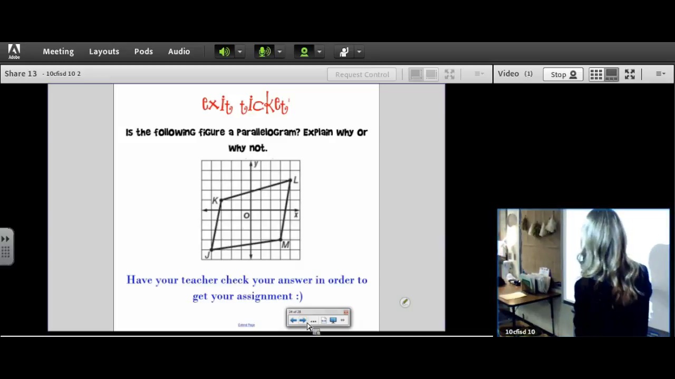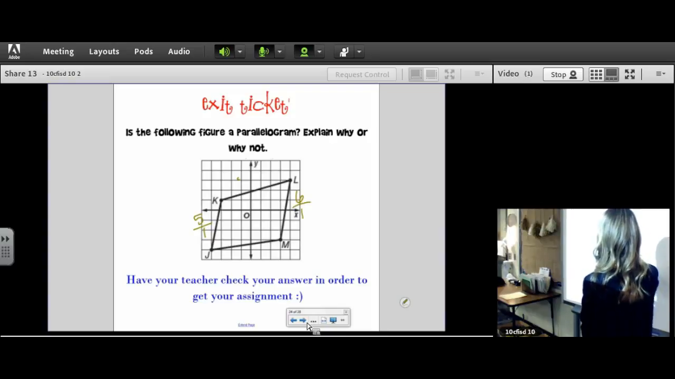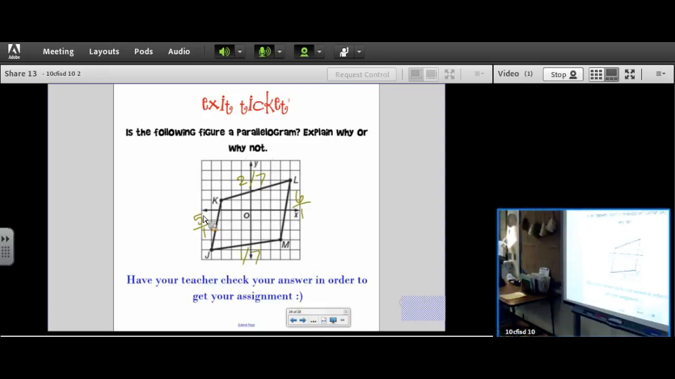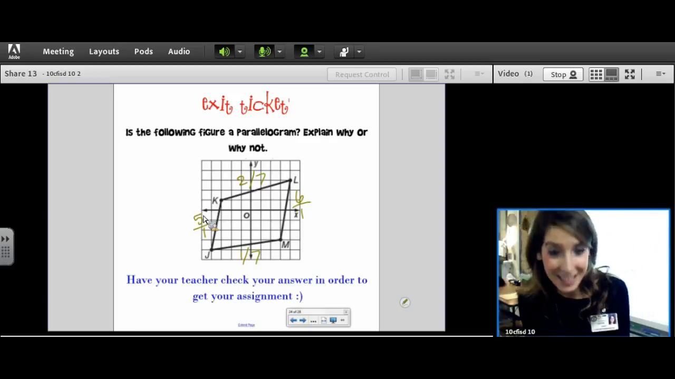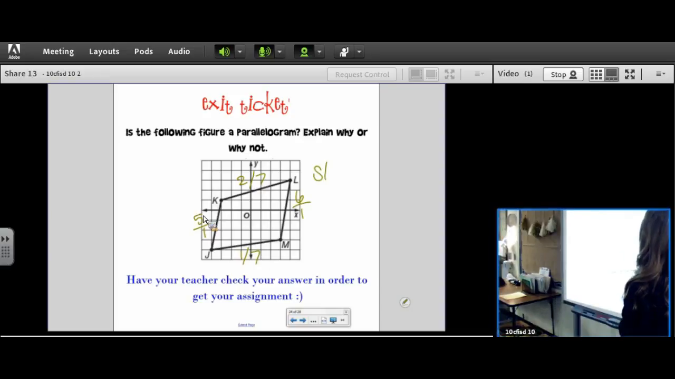So if I look at the slope from J to K, rise 1, 2, 3, 4, 5, run 1. 1, 2, 3, 4, 5, 7. I can miscount a point. 6, 1. She didn't even make any of the opposite sides parallel at all. Okay, so we've got 4 different slopes, literally 4 different slopes. And so because the slopes were not equal, we know that it's not a parallelogram.